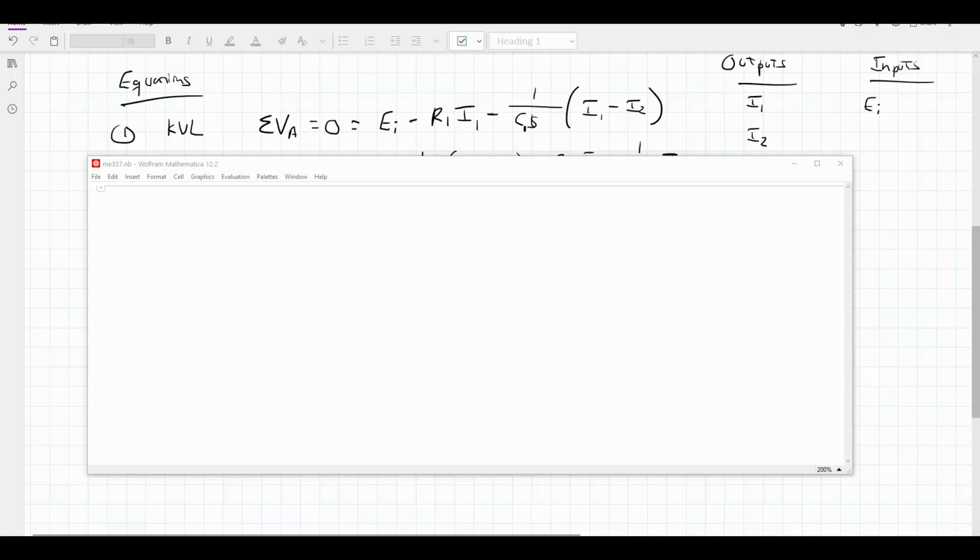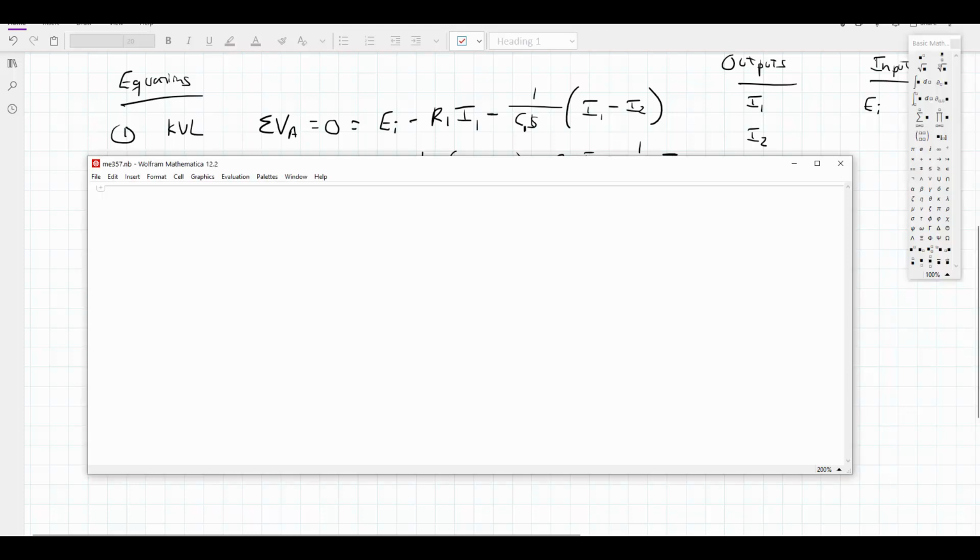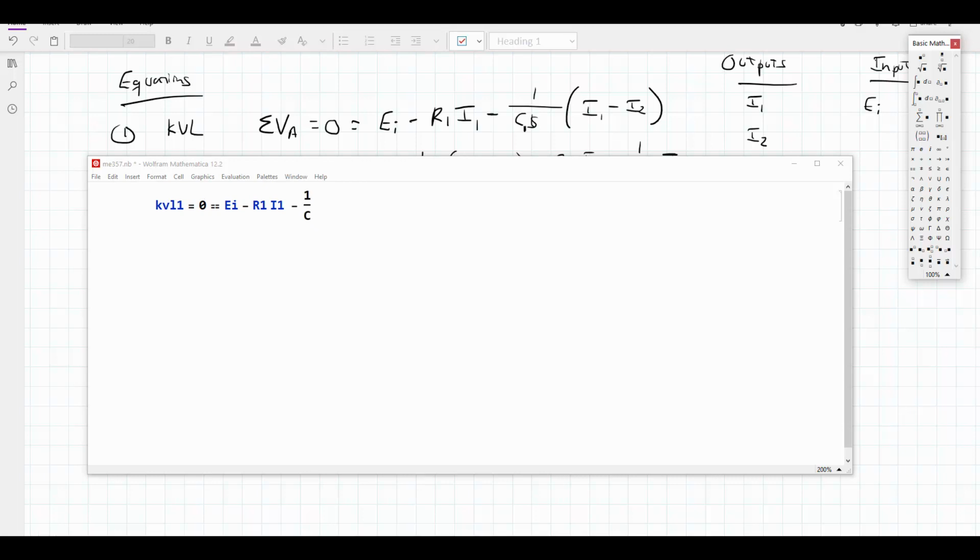All right, now we're ready to put this into Mathematica and let it do the heavy lifting for us with the algebra. So first I need to input my three equations here. So I have KVL1, I will call it, and that is on the left hand side 0 equals, I have EI minus R1 I1 minus, and I will use the fraction here of 1 over C1s, and I have for the first equation I1 minus I2. All right, so that's KVL1.